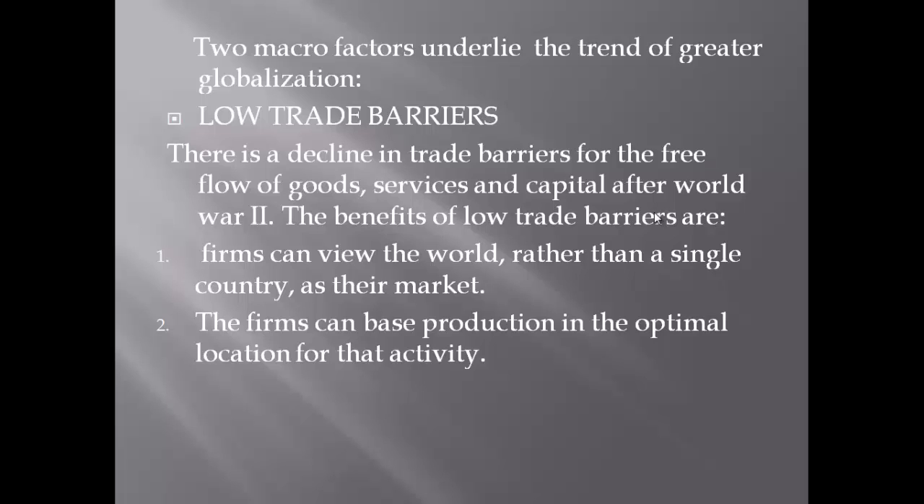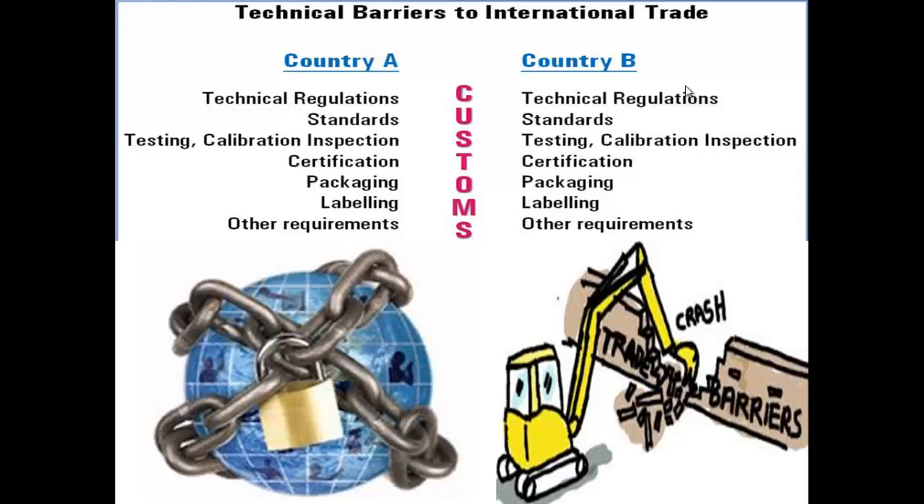Two macro factors underlie the trend of greater globalization. That is low trade barriers. There is a decline in trade barriers for the free flow of goods, services and capital after World War II. The benefits of low trade barriers are that firms can view the world rather than a single country as their market. The firms can base production in the optimal location for that activity. And that is happening because the countries would like to reap the benefits of foreign direct investment in their countries.